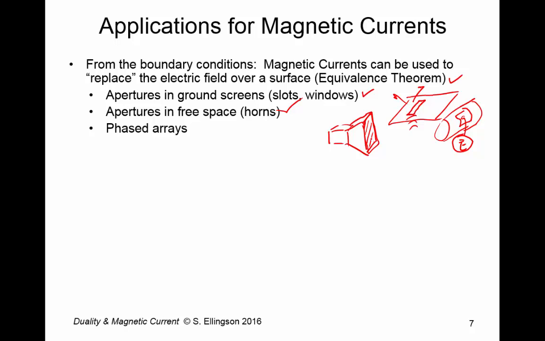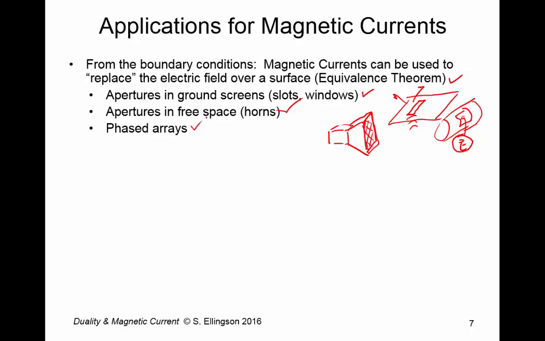We can convert the electric field in this surface to a magnetic current density, to a surface magnetic current, and then let that magnetic current radiate, thereby allowing us to compute the electric and magnetic fields that the horn radiates.